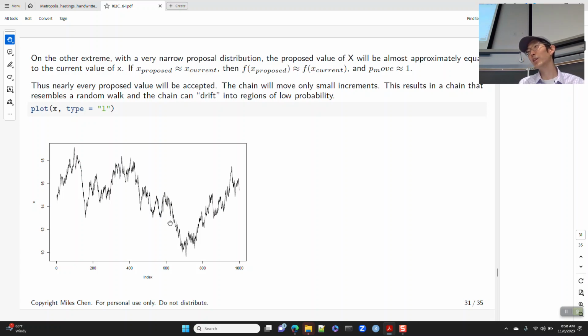One thing about these Metropolis algorithm Markov chains is, theoretically, if you let them run long enough, you will get the appropriate distribution. It's just you might have to let it run for a really, really long time. But theoretically, it should do it. But this is your proposal distribution proposing values that are too close to the original value. Almost every value gets accepted, and it looks like this.